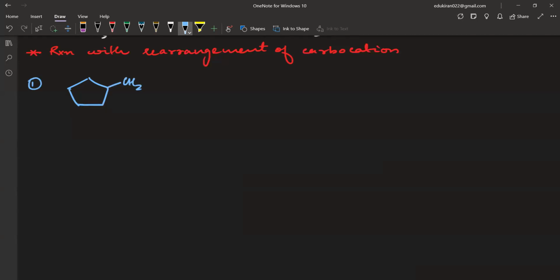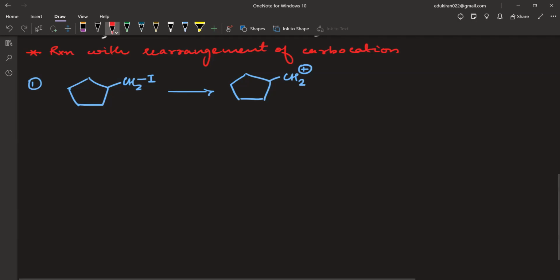You have here CH2. Let us say here you have I. Okay, CH2I. Then first of all, what will happen? This will get CH2 positive, CH2 positive. Now it is what? It is a 1 degree carbocation. So what will happen? One of these bonds will shift here. Okay, I'll tell you, make this very carefully. How are you going to make this?